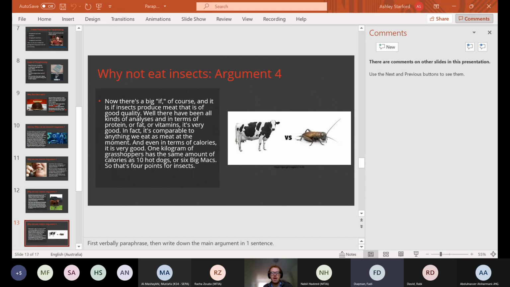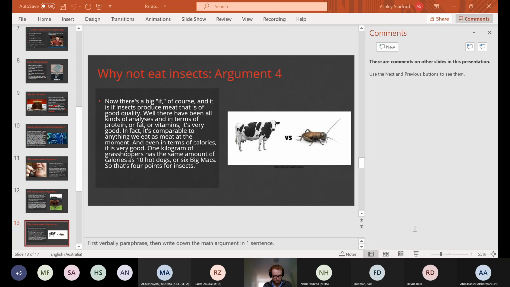Yes, there is a comparison about the amount of energy or the amount of protein that is produced. I don't think it's really saying insects are necessarily better. I think what it's doing is making a comparison. So what I had written was insect meat compares favorably.